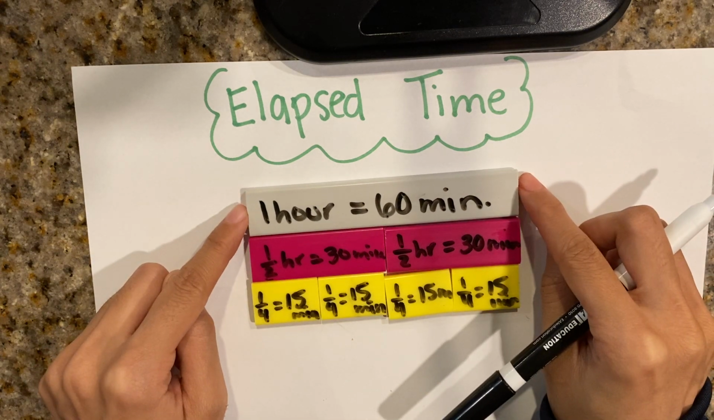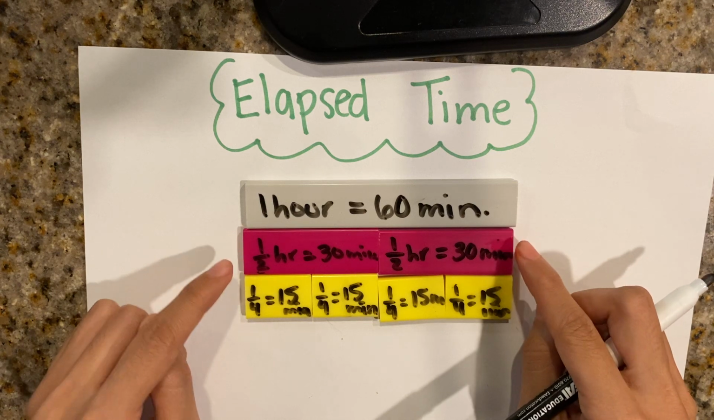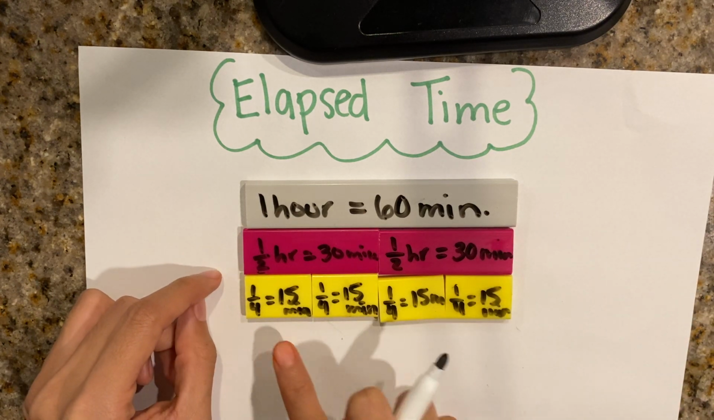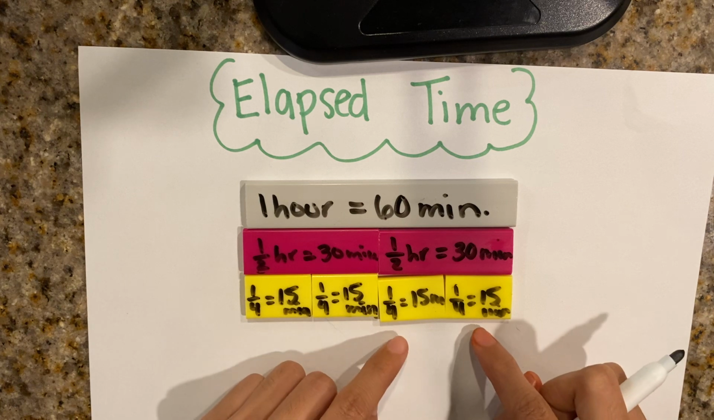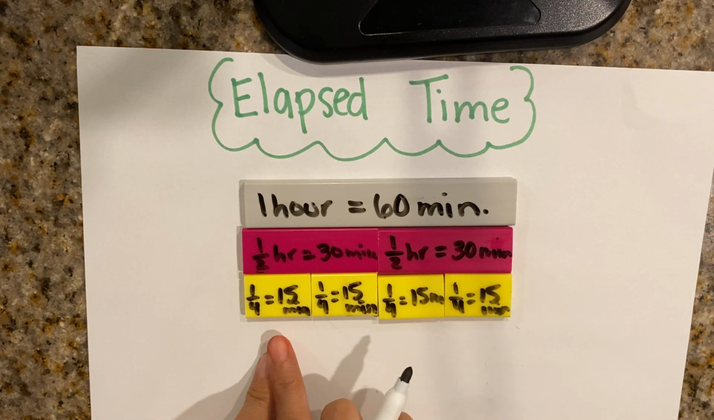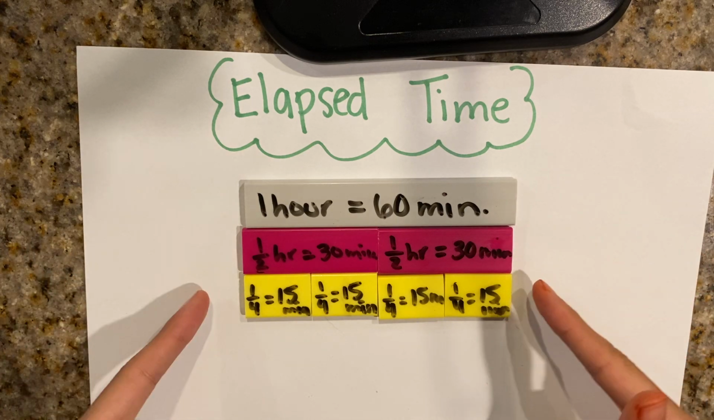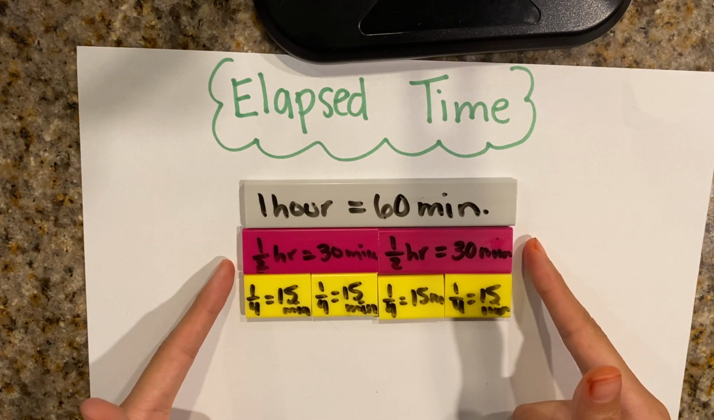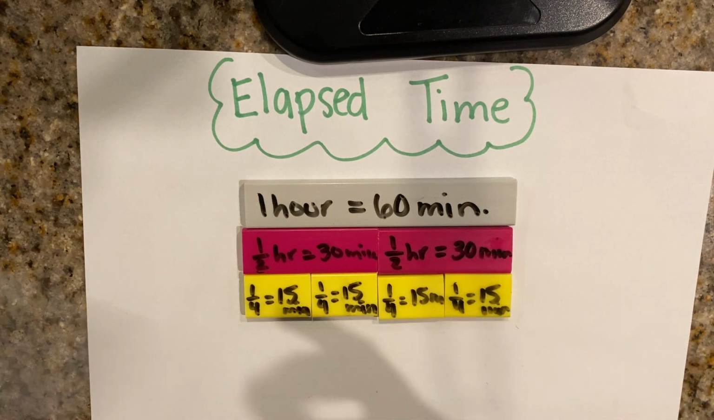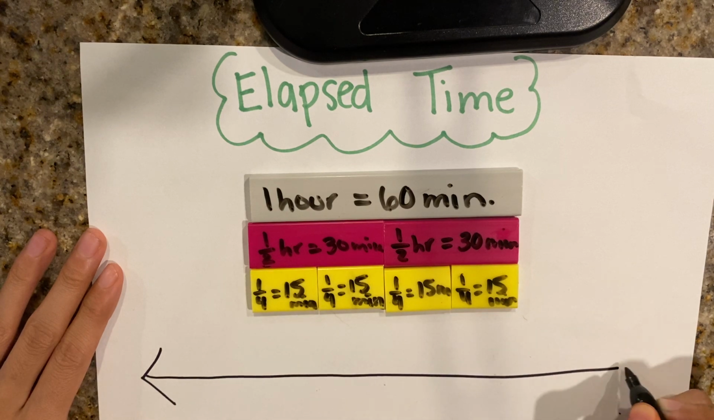So we have 1 hour equals 60 minutes. Half an hour, they each are 30 minutes. And then we have 1, 2, 3, 4 quarters, which each one will be 15 minutes. 15 plus 15 plus 15 plus 15 is 60 minutes. So all of this equals 1 hour, this equals 1 hour, and this equals 1 hour. So these are very important things that we should remember when we do time.